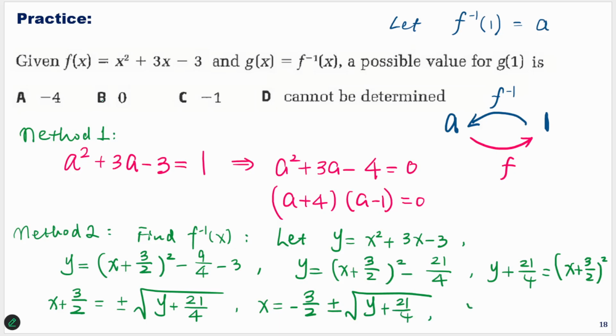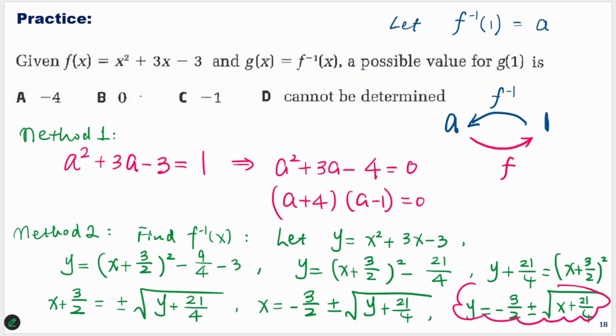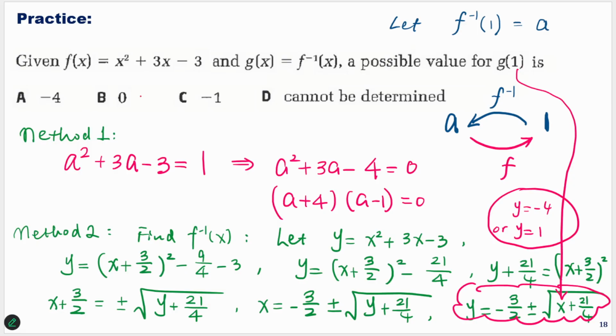So the inverse function is y equals negative 3 over 2 plus or minus the square root of x plus 21 over 4. So this is the expression of the inverse, right? Yeah. So if you want to find the output of 1, just simply insert 1 into that expression, which you end up with y equals negative 4 or y equals 1. These are the possible outputs, so we can only choose A, right? Yeah. These are the two methods you can use. Apparently method 1 is much simpler. Any questions?